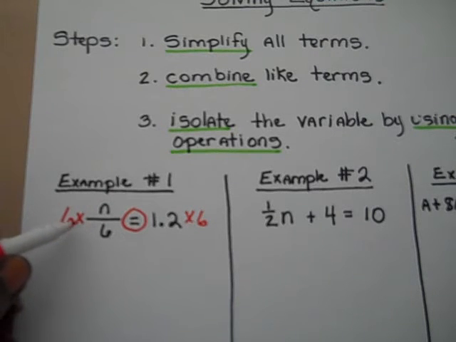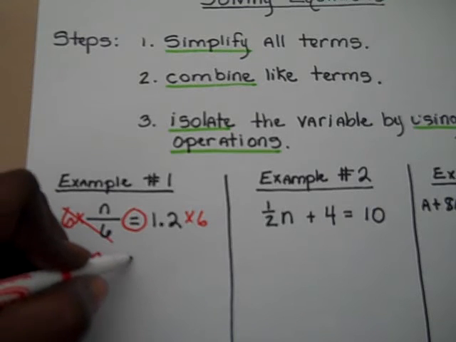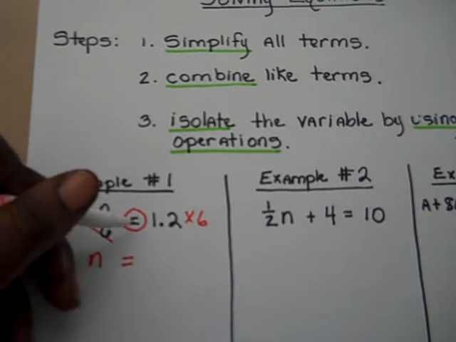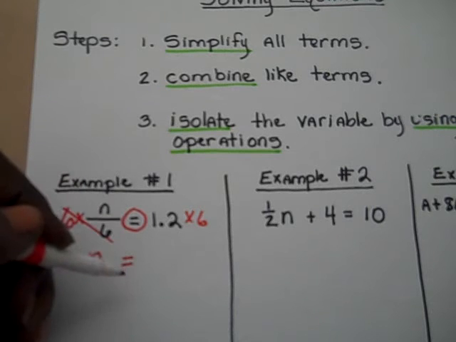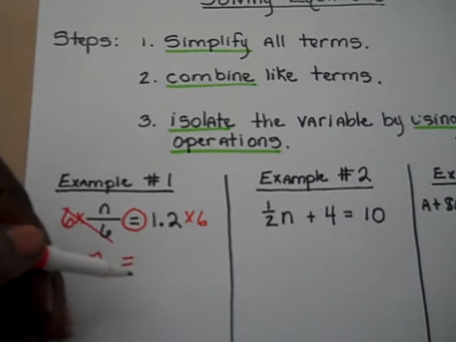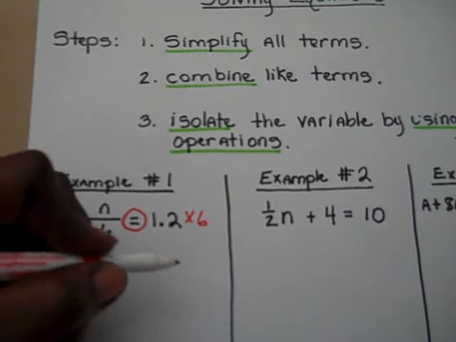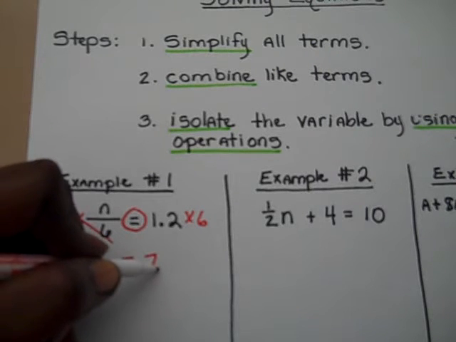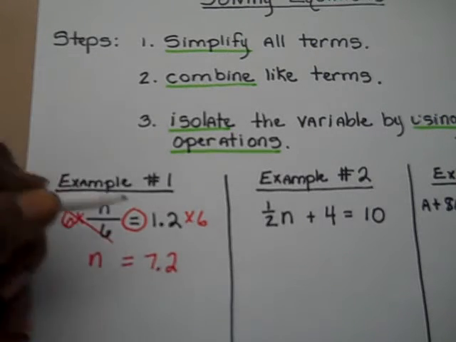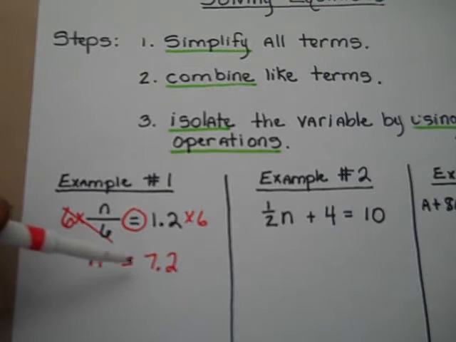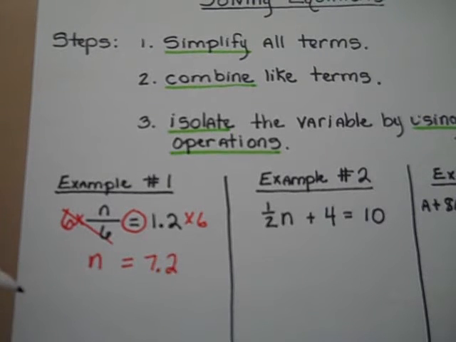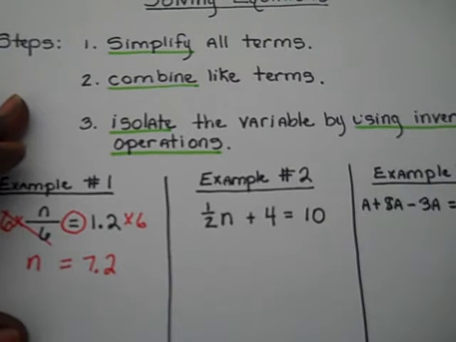So the inverse of dividing by 6 is multiplying by 6, so that cancels out, leaving me with the variable n, which is what you wanted all along. You wanted to isolate your variable. Just going to copy the equal sign, and then 1 2/10 times 6. If we do the math, you're going to get 7 2/10. So n must be 7 2/10. Let's move on to example number 2.